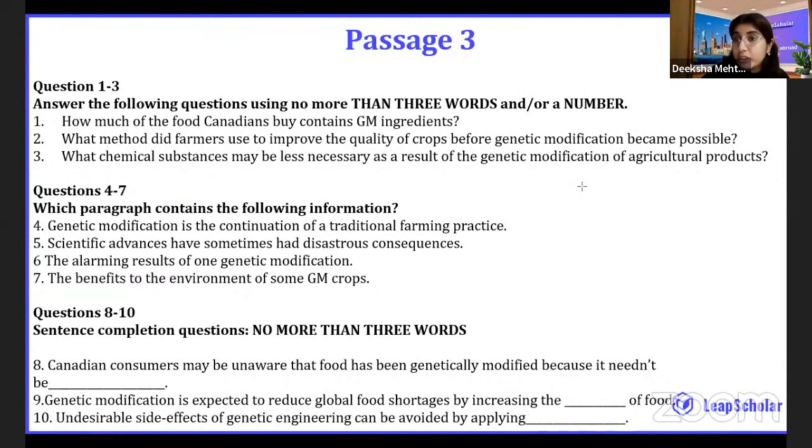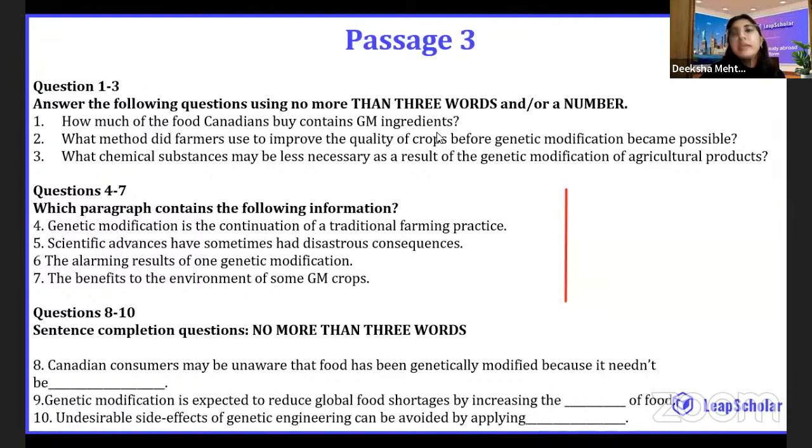No. They are matching information questions. They may or may not be in order, so it's better if you have some idea of what's in a paragraph before you attempt them. So let's do sentence completion. Exactly. These questions are a little time consuming.